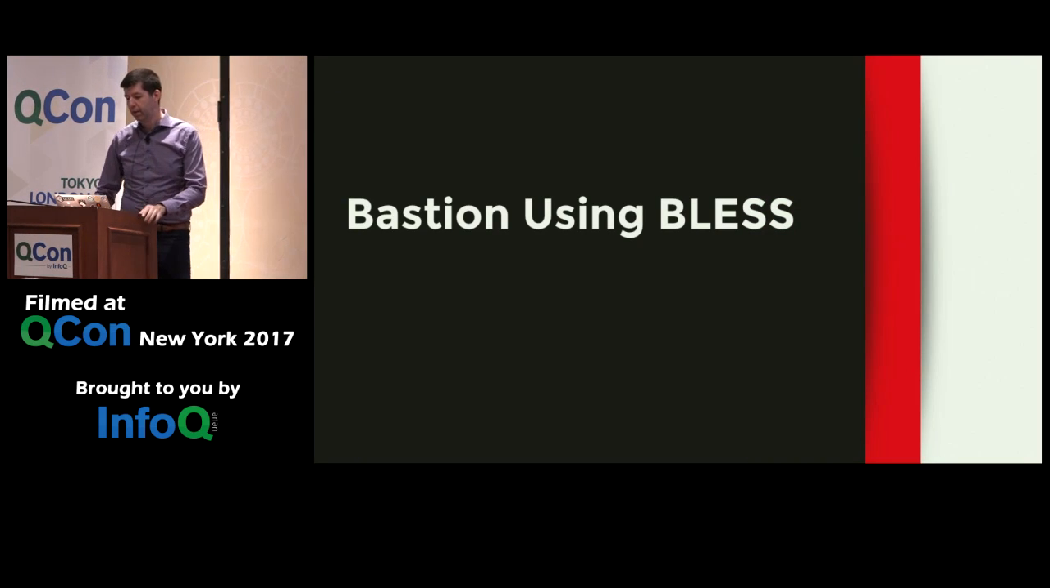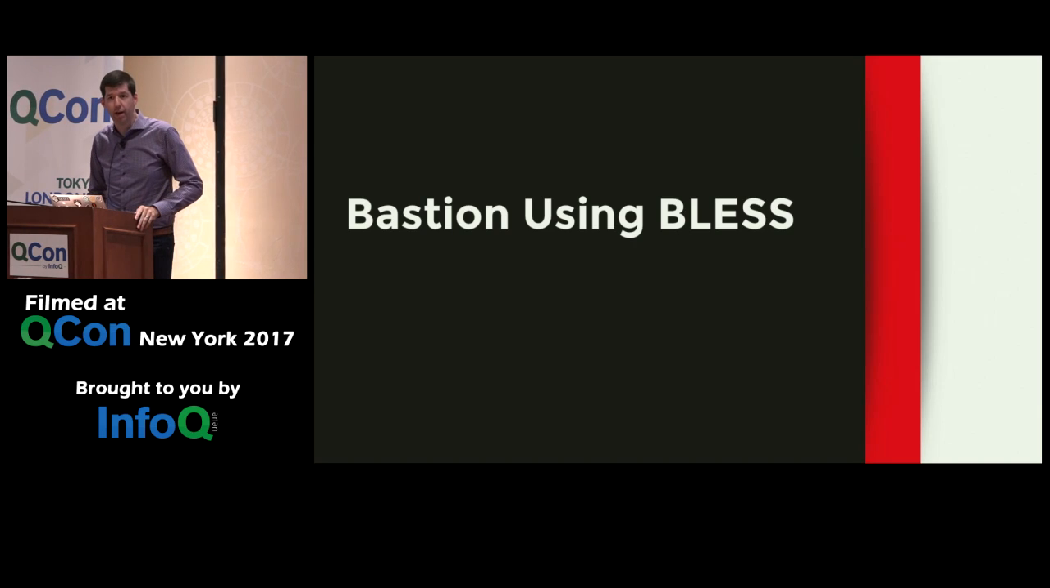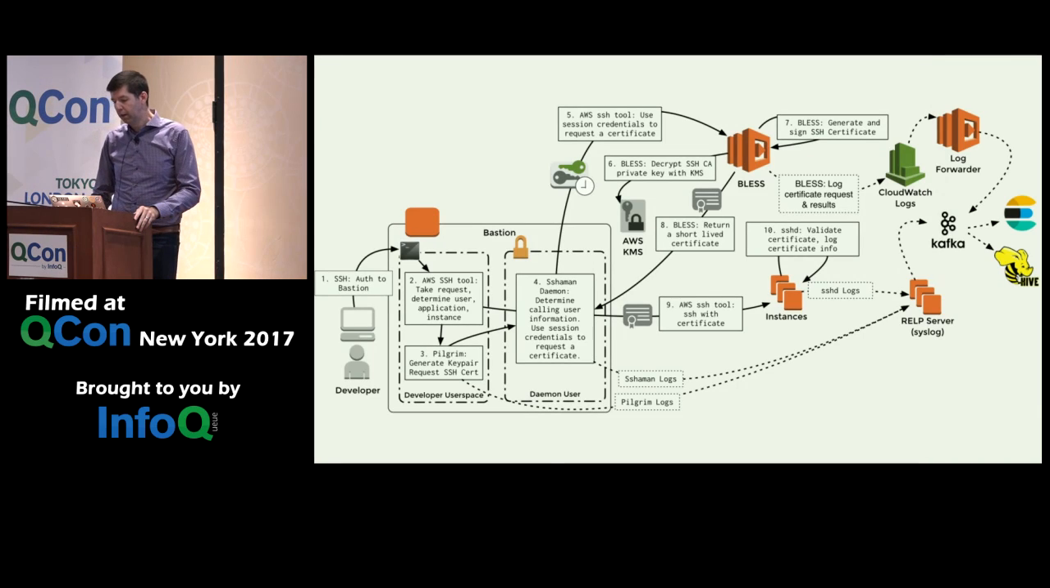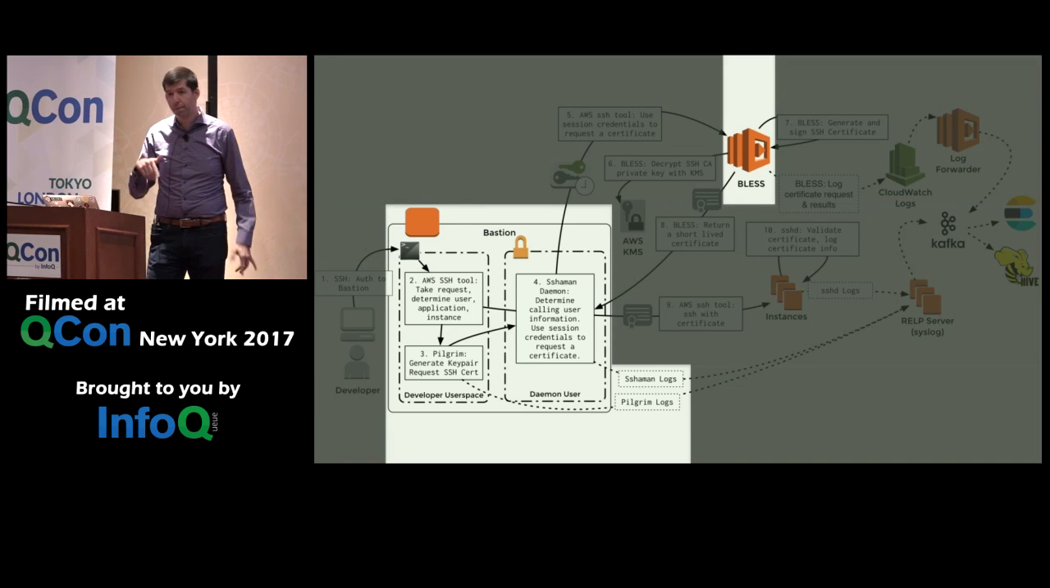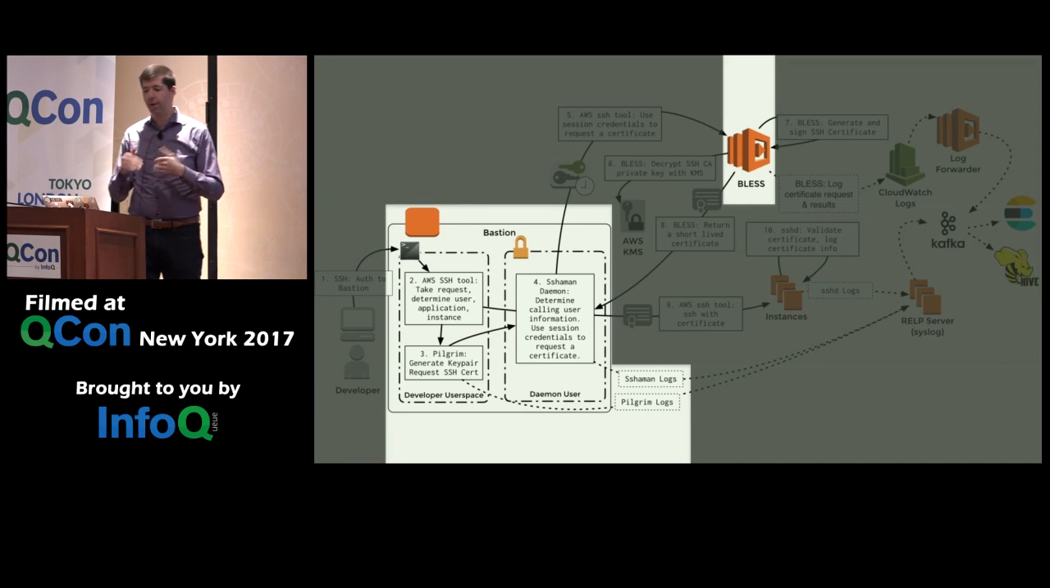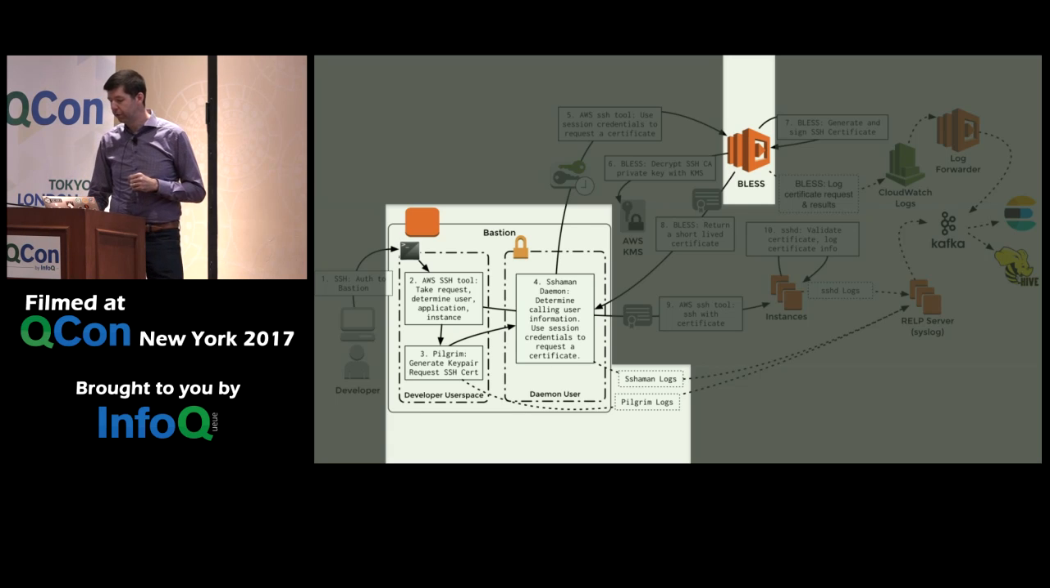All right. So next, let's look at how the Bastion uses Bless. So for this, we're going to look at the pieces on the Bastion itself primarily, and then how it interfaces back with the Lambda function.